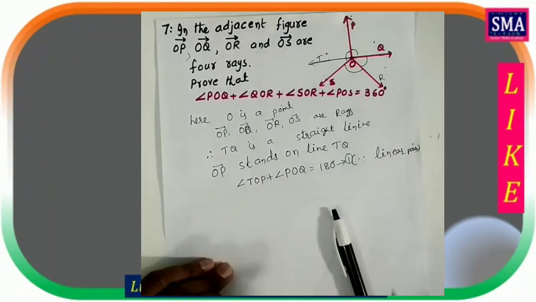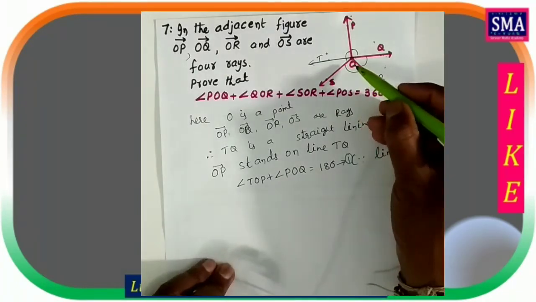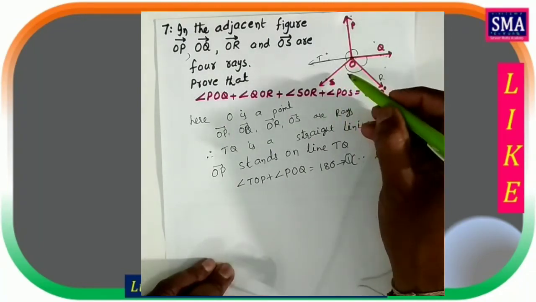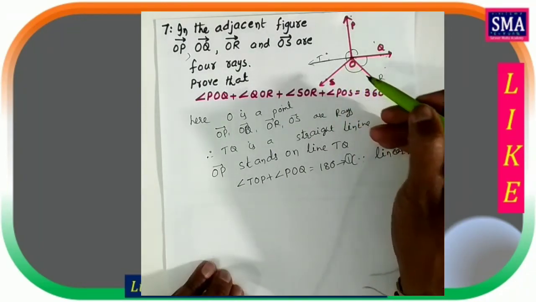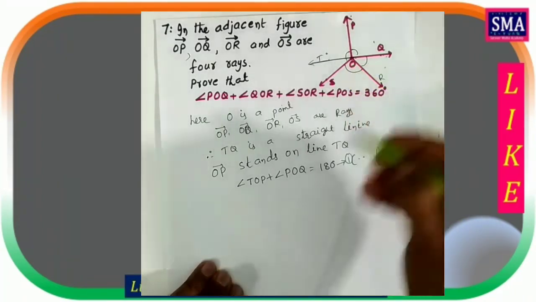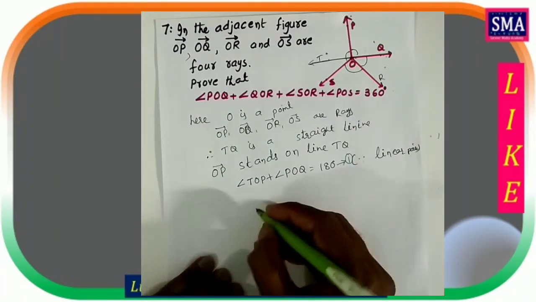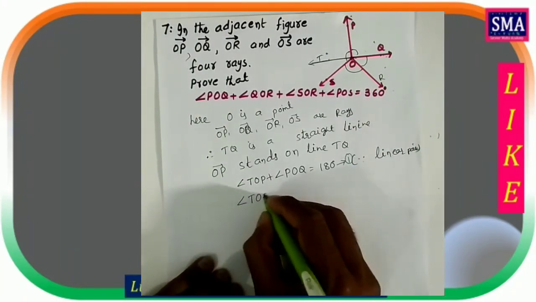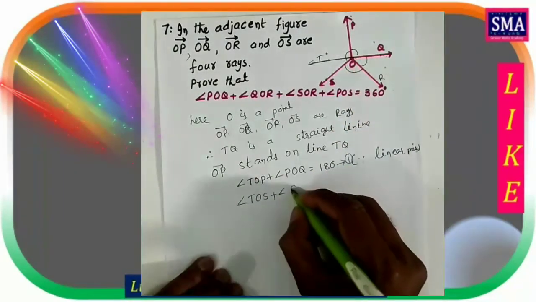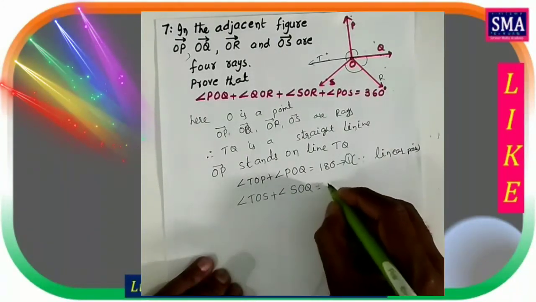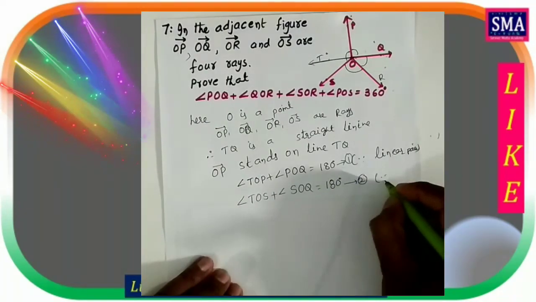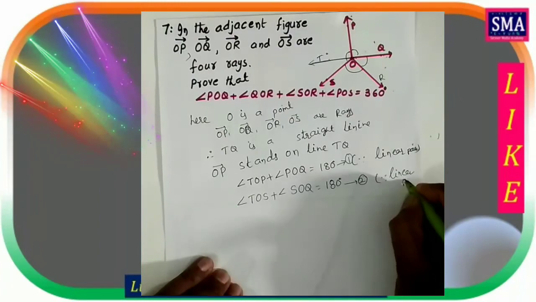Next one, below, angle SOQ. Angle TOQ is the total angle, and TOS plus SOQ make up these two angles. Their sum is equal to 180 degrees because they form a linear pair. So angle TOS plus angle SOQ is equal to 180 degrees. This is equation 2, because this is also a linear pair.